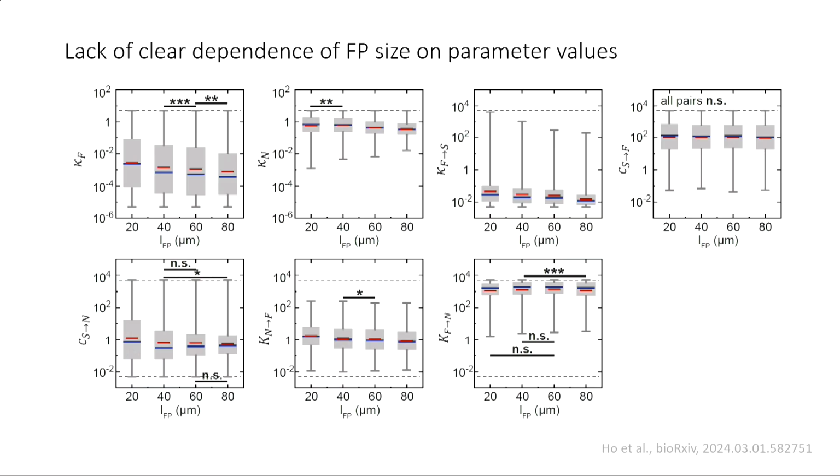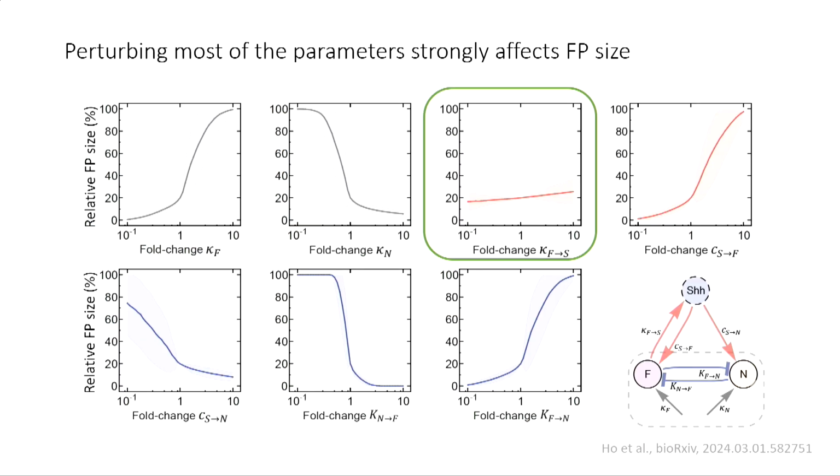Okay, so that's basically to show you that there was no clear dependence of the floor plate size on specific parameter values. But what was interesting is now you take a specific parameter set and you do the sensitivity analysis. So you perturb each of these parameters one by one, and what you see is that the floor plate is indeed affected. If you increase the uniform activation, it gets higher.